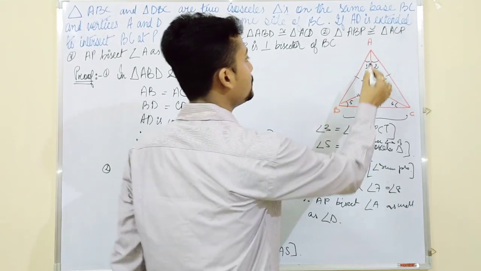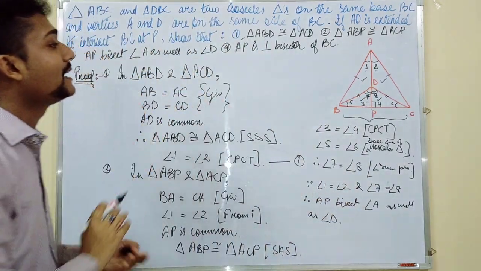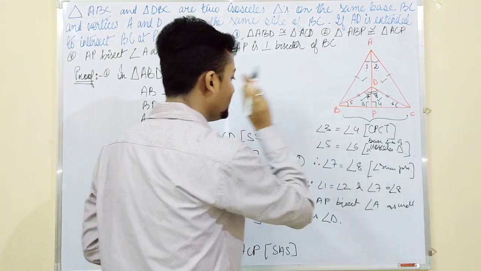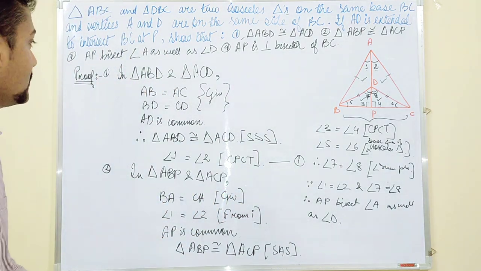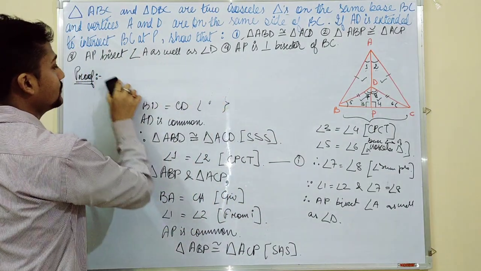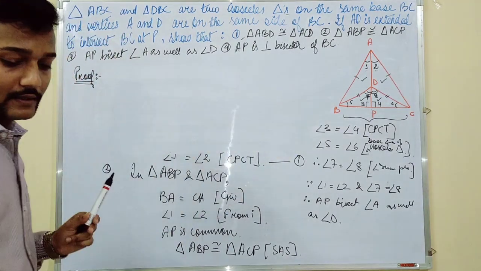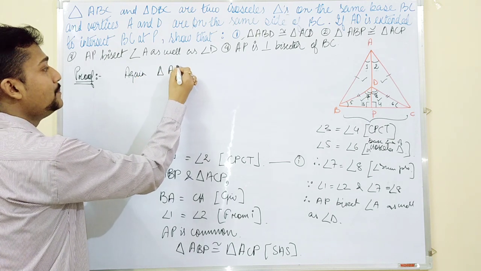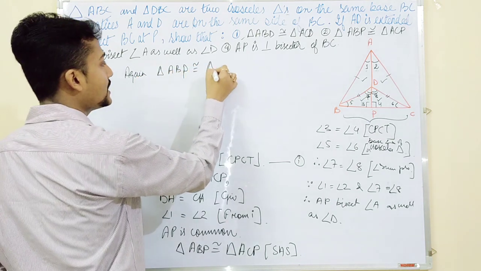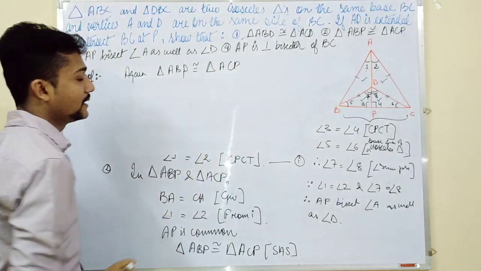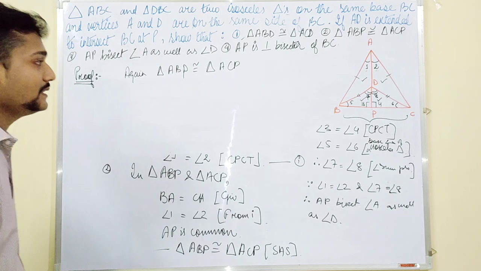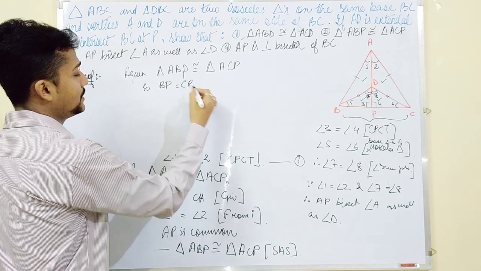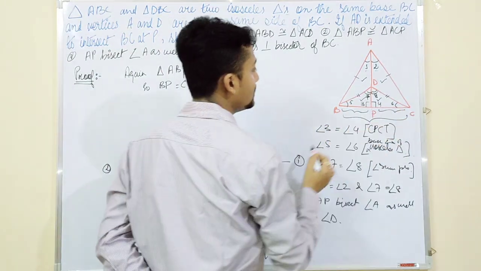Next, what we have to prove? AP is the perpendicular bisector of BC. From here only I would like to continue. See, here I will write again: triangle ABP is congruent to triangle ACP. We have done this, isn't it? So BP is equal to CP, by CPCT.